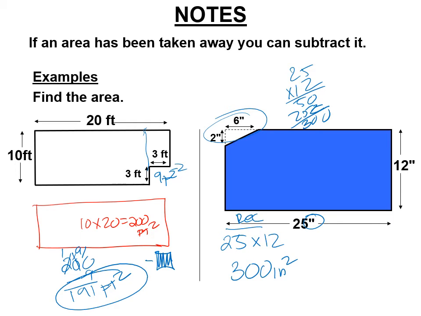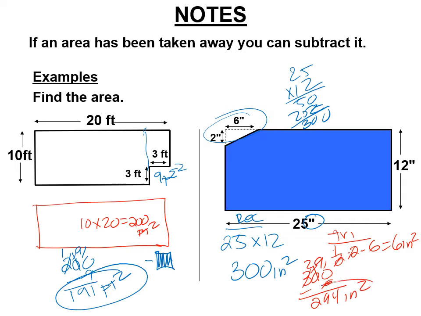Now we take away that. I'm going to do this one in red. Now the triangle is not 2 times 6, right, it's 1/2 times 2 times 6. So we're not taking away 12 square inches. We're taking away 6 square inches. 6 square inches lower than 300 is 294 square inches. For the blue, there is 294 square inches of blue there. It's a rectangle with a corner taken away.